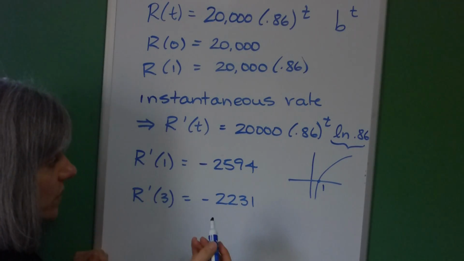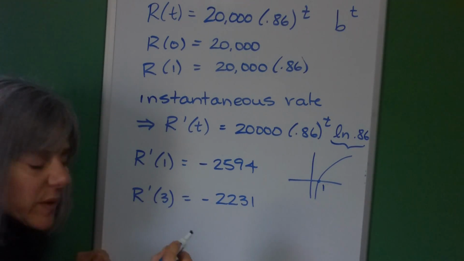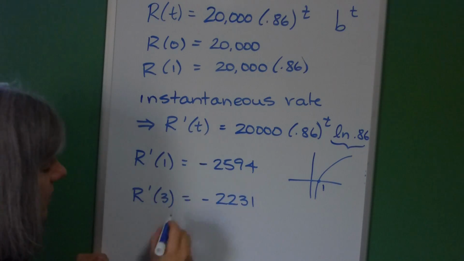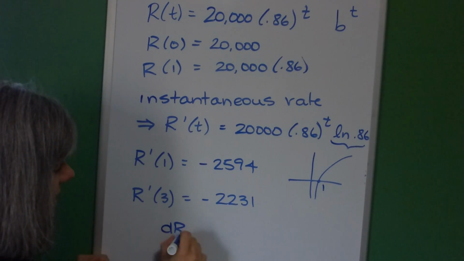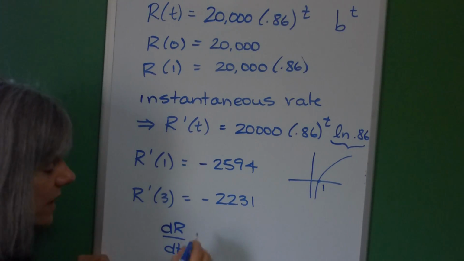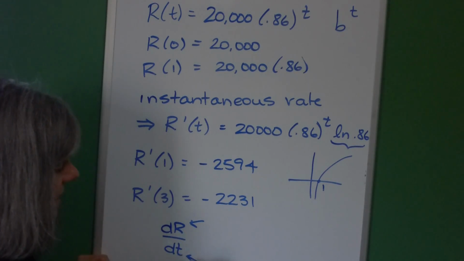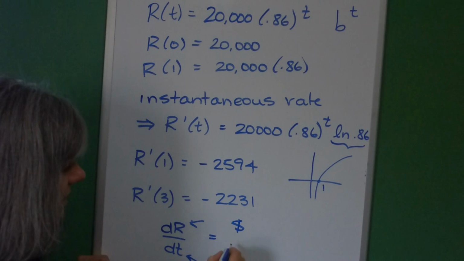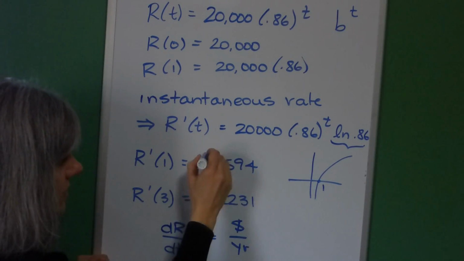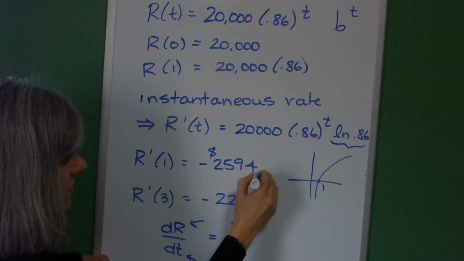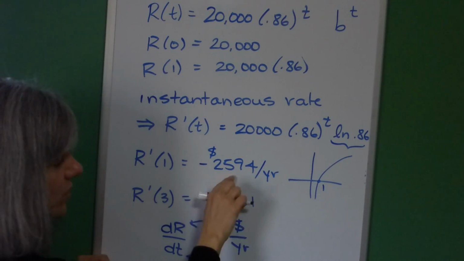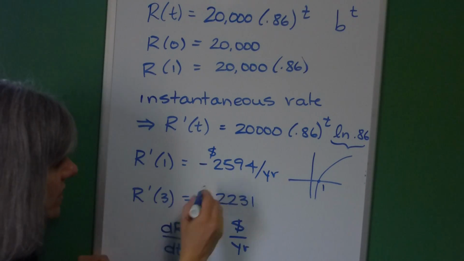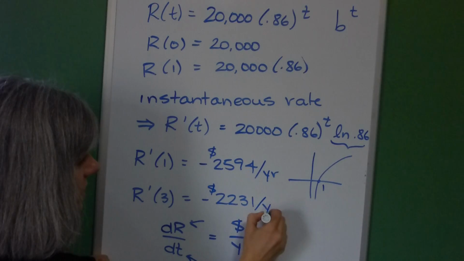Now let's talk about units. If you're not sure about units, the best thing to do is instead of writing r prime of t, write dr/dt. And looking at this variable and this variable tell you your units. So r is in dollars and t was in years. So these answers would be this one depreciating at almost $2,600 per year, and here at $2,200.